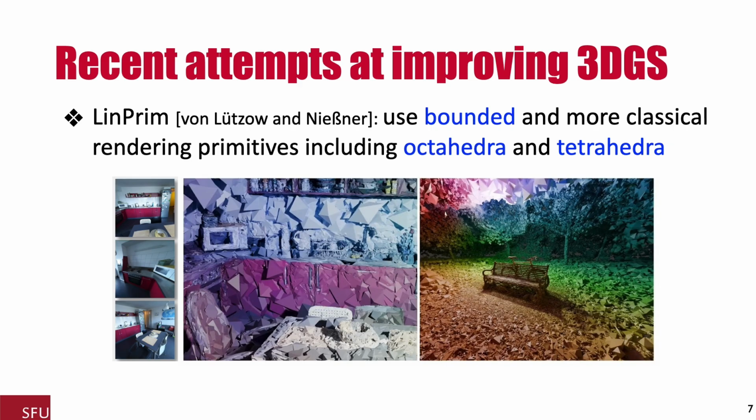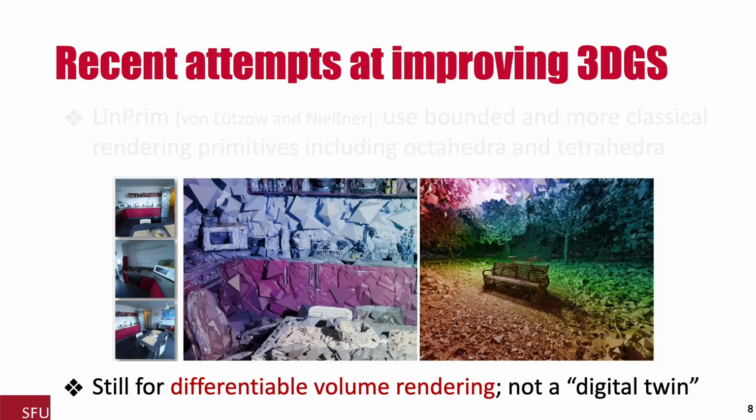But if you look closely, the geometry is not reality, right? The geometry is formed by these polyhedra. They have a really rough surface, but when you render them, it looks great. Again, the purpose here is differentiable volume rendering. The geometry itself is not a replica or twin of the 3D reality.